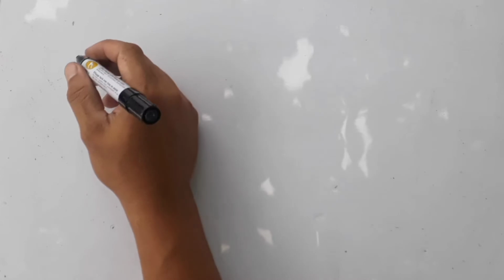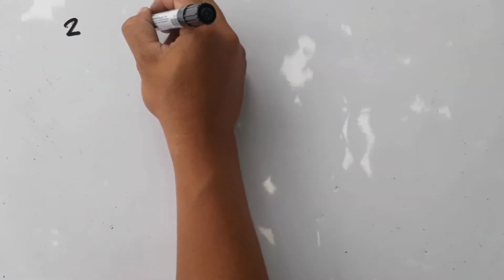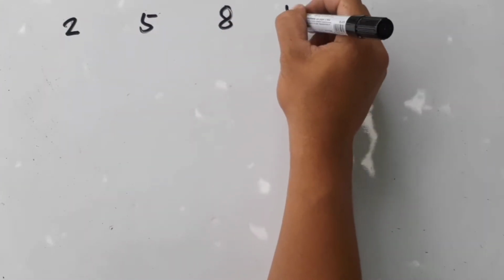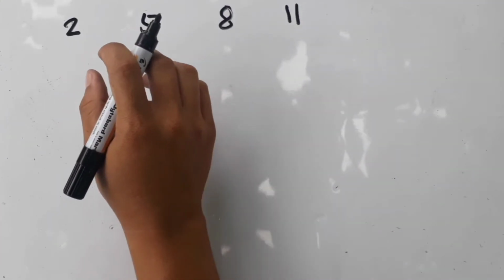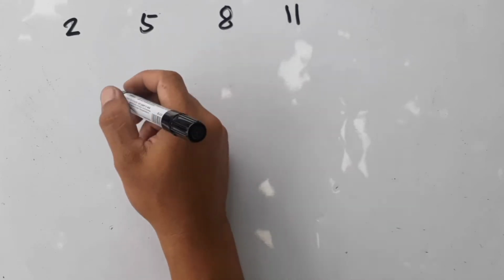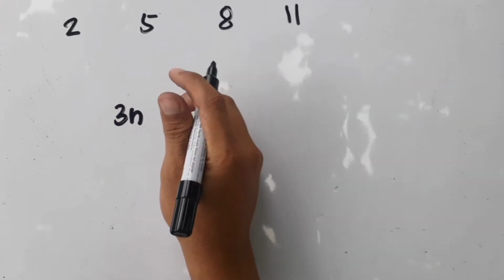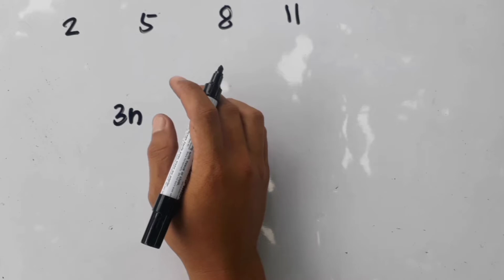Let us have another example. We have 2, 5, 8, and 11. Since the pattern is increasing by 3, we can try 3n as its rule. And let us check if this is correct.